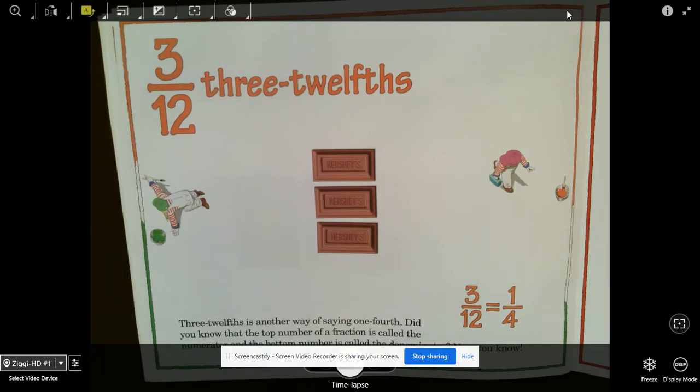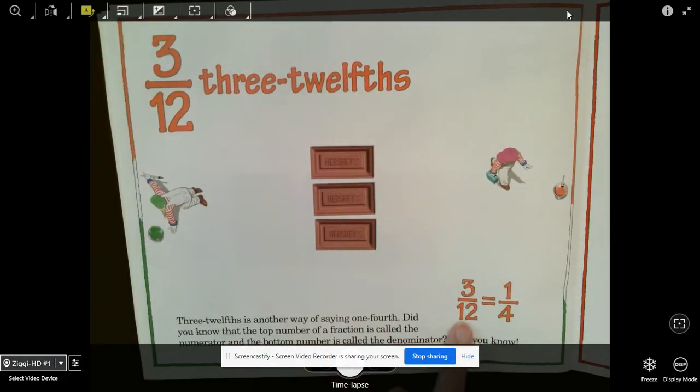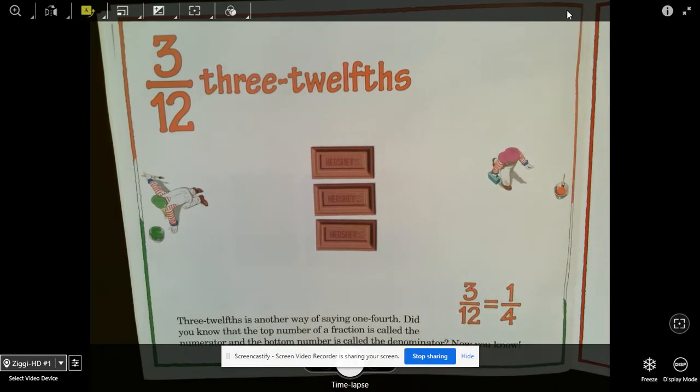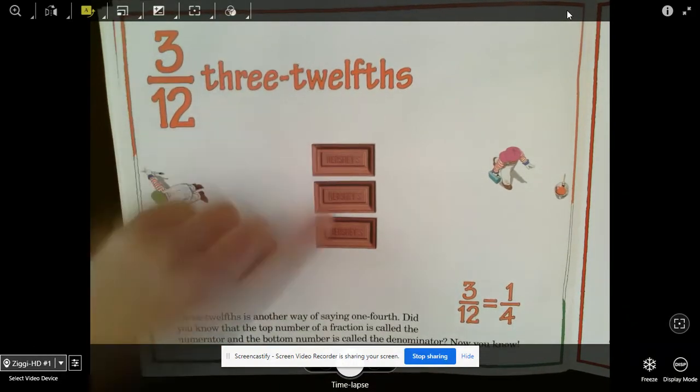Did you know that the top number of the fraction is called the numerator, and the bottom number is called the denominator? Well, now you know. Say it with me. Numerator, denominator. Those are upper grade standards, so now you know. Numerator and denominator.